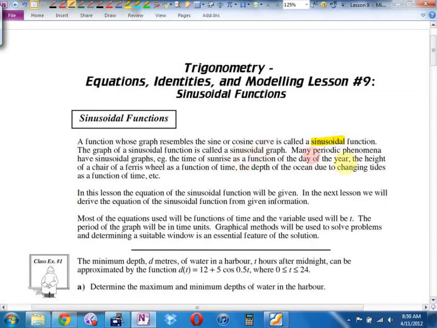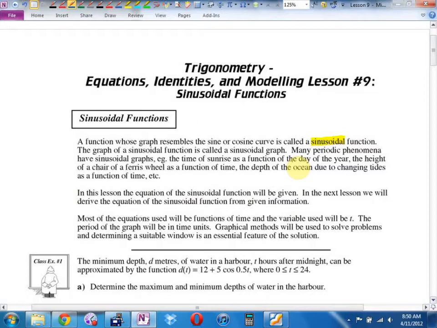Many periodic phenomena have sinusoidal graphs. Anything that oscillates and comes back to where it starts from. For example, the time of sunrise as a function of the day of the year. Days get longer, June 21st. Days get shorter, December 1st.